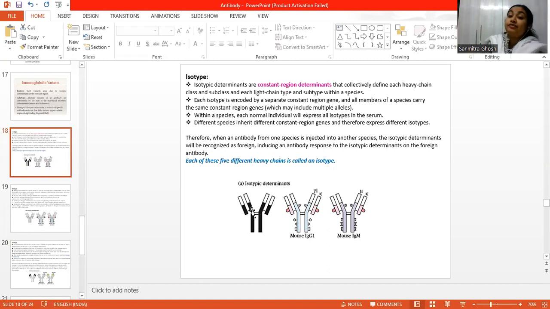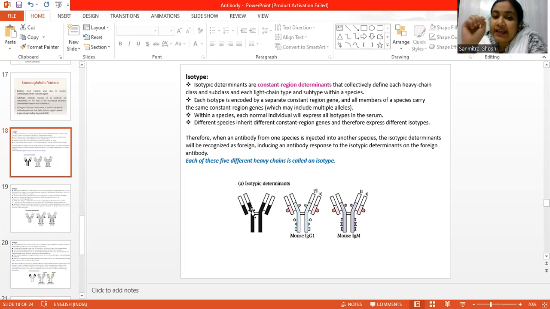But if it is a different species, that means if we have some members of chimpanzee, some members of mouse, and some members of human beings, then between one member of mouse and one member of human being, there will be inheritance of different constant region genes, and hence they will be expressing different isotypes.